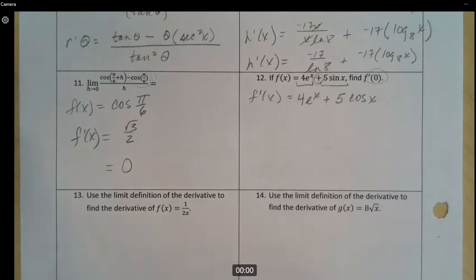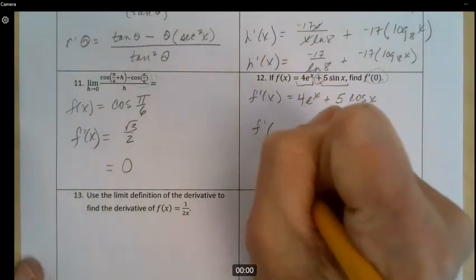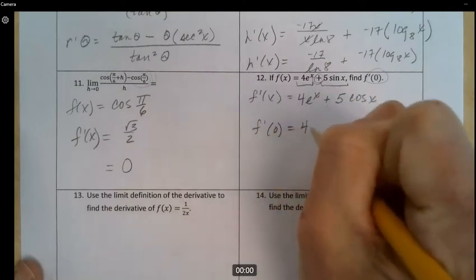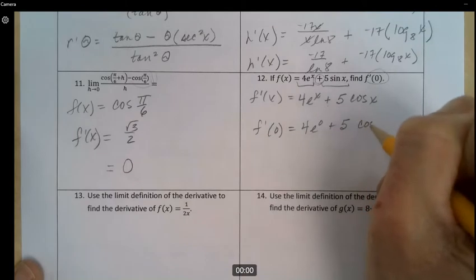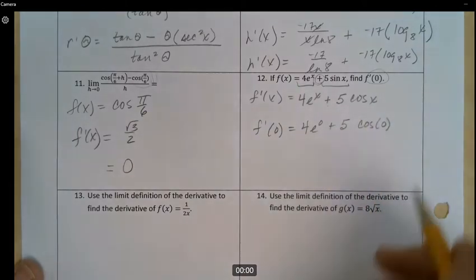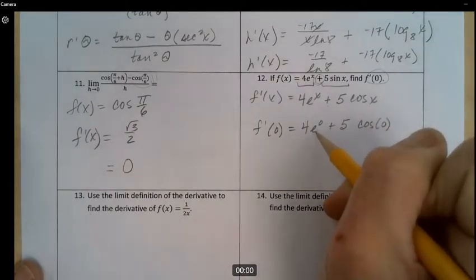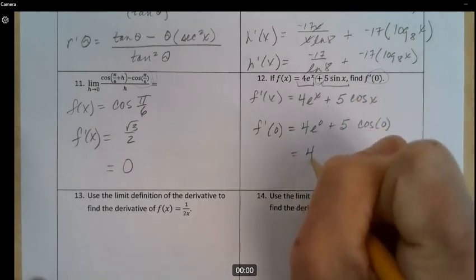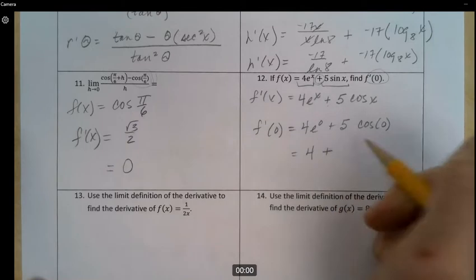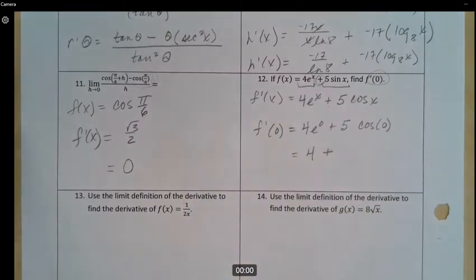So if I want to find the derivative at 0, that's going to be 4 times e to the 0 plus 5 times the cosine of 0. E to the 0 is 1, so we'll call that 4. The cosine of 0, isn't that 1? Right?